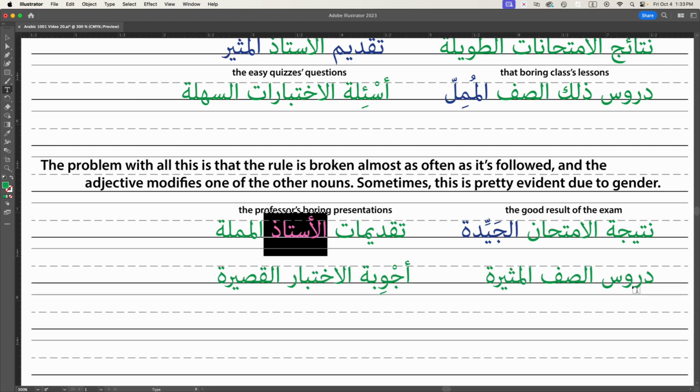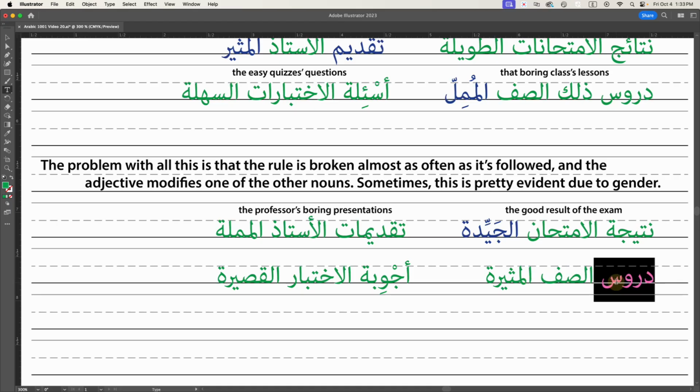Or we could say durus as-saf al-muthira. So as-saf here is masculine singular, and durus is feminine singular because it's non-human plural. So this feminine adjective needs to refer to the lessons, not the class. It's the interesting lessons of the class, or the class's interesting lessons, if you want to roll it that way.